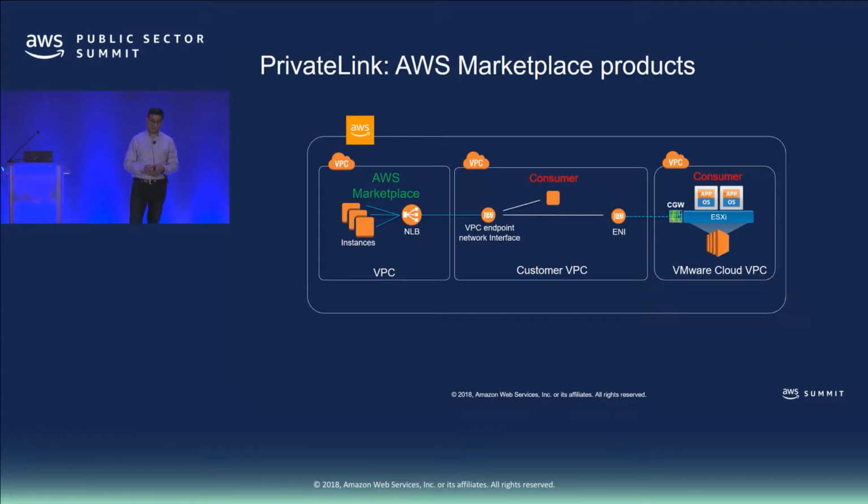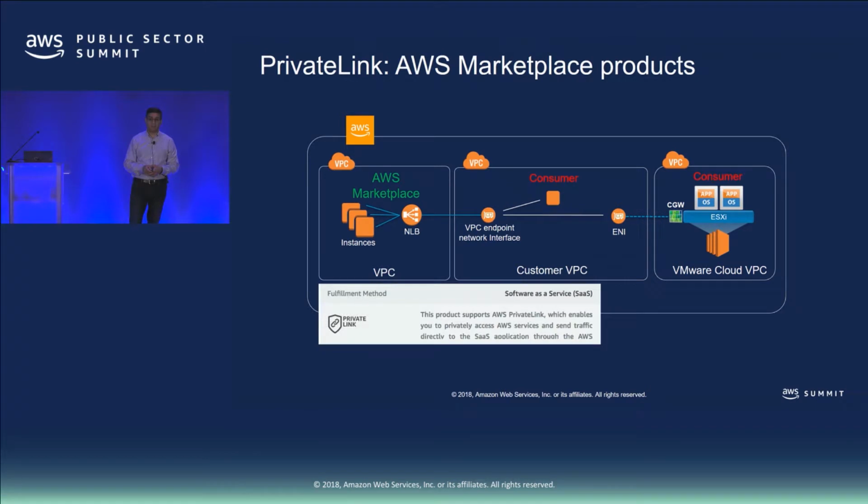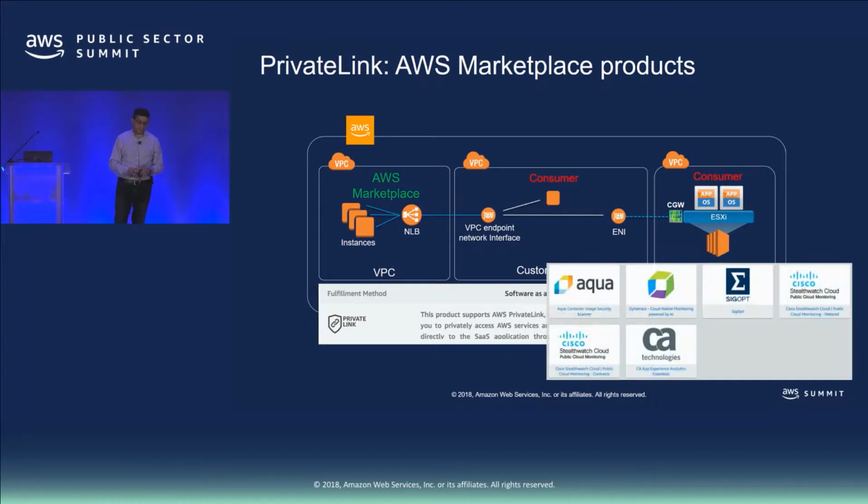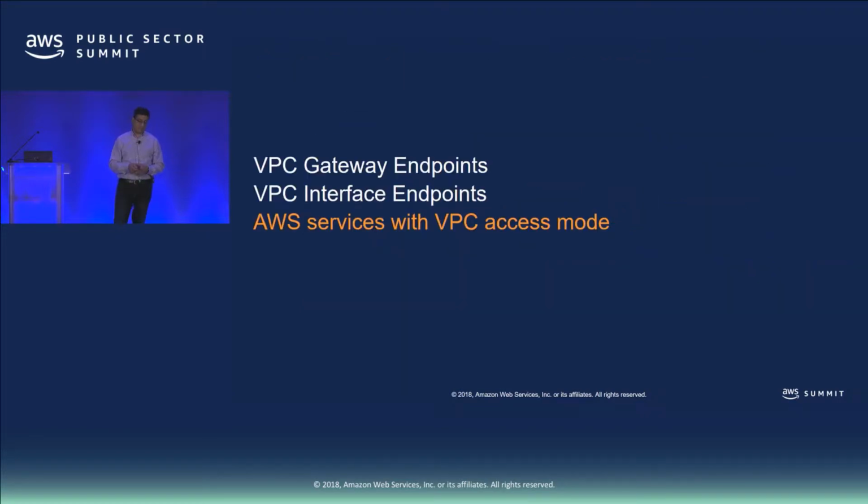The third group is services that are available in the marketplace. Those are SaaS services available in the marketplace that are PrivateLink enabled. We have an example for some of the services here. Those are services from Aqua and from Cisco, primarily security, network monitoring, data analytics. So these are things that now you can utilize privately not just from your EC2 instances, but also from your VMware VMs running in VMware on AWS.